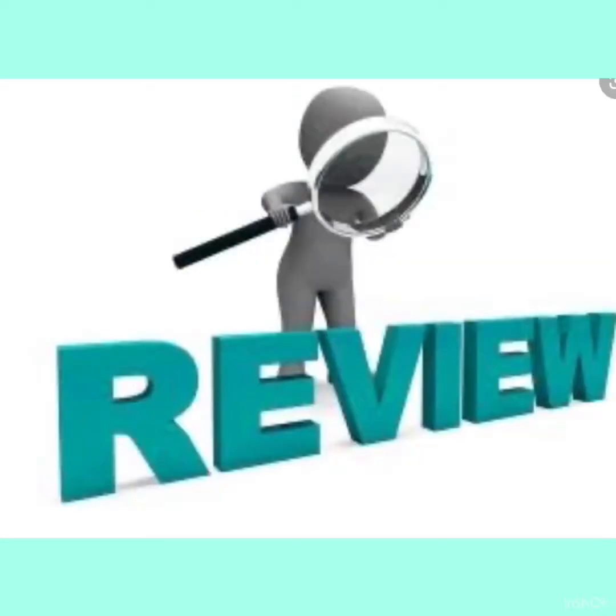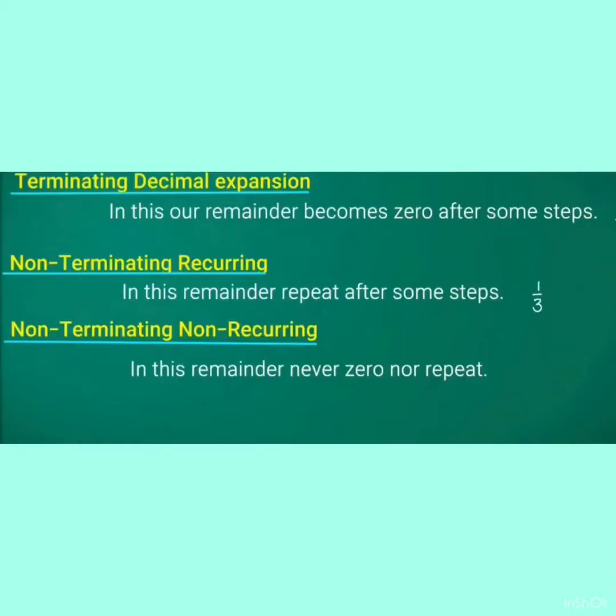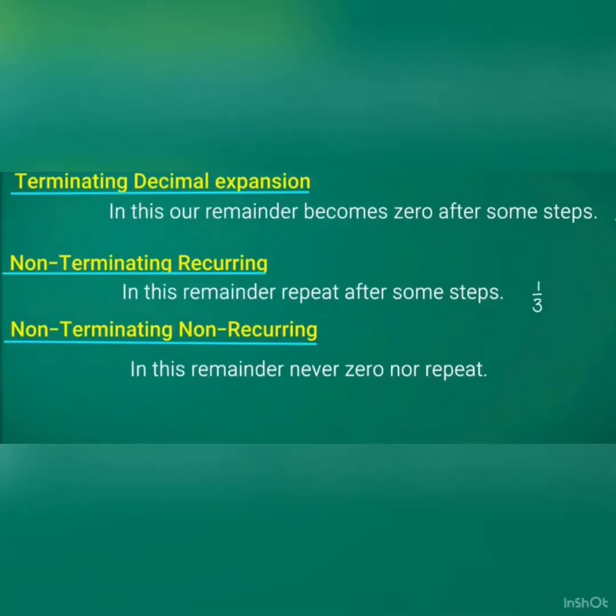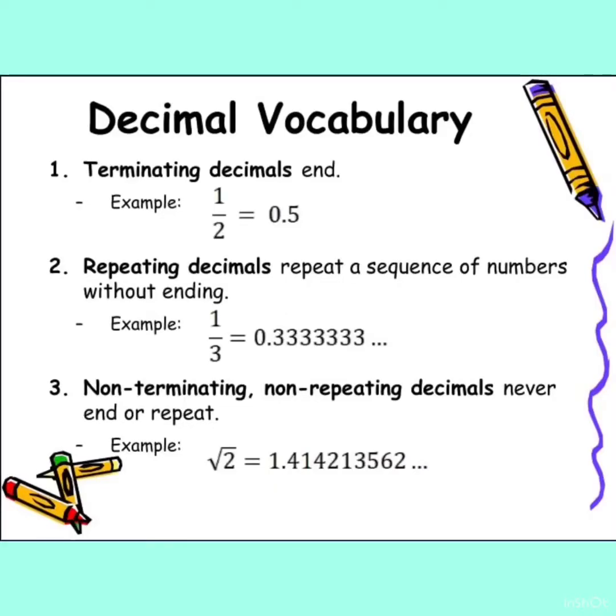Let us review what we have learned in this module. In terminating decimal expansion, the remainder becomes 0 after some steps. In non-terminating recurring expansion, the remainder repeats after some steps. But in non-terminating, non-repeating expansion, the remainder neither repeats nor becomes 0.